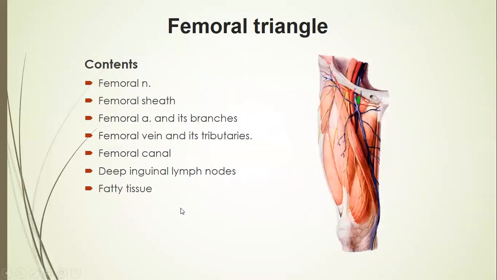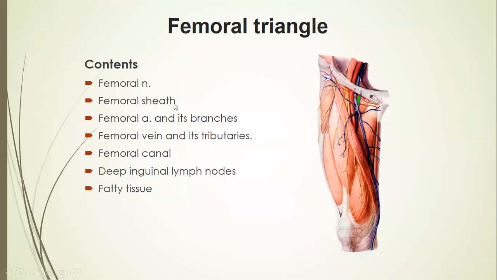Again, see here, these are the contents of the femoral triangle, and remember this structure. When you enumerate the contents of the femoral triangle, the first one is the femoral nerve and its branches, the termination of the femoral nerve and its branches. The second one is the femoral sheath. All these structures are found in the compartments of the femoral sheath. So this one is the femoral sheath.